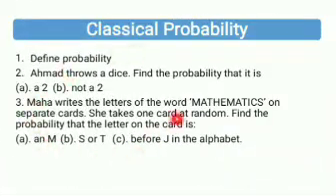So I would like you to now practice the following exercises. Question 1: define probability in your own time. Is that okay? Question 2: Ahmed throws a die. Find the probability that it is a 2, and that it is not a 2. Question 3: Maha writes the letters of the word mathematics on separate cards. She takes one card at random. Find the probability that the letter on the card is an M, an X, or a T, or before J in the alphabet. So that is it about classical probability.